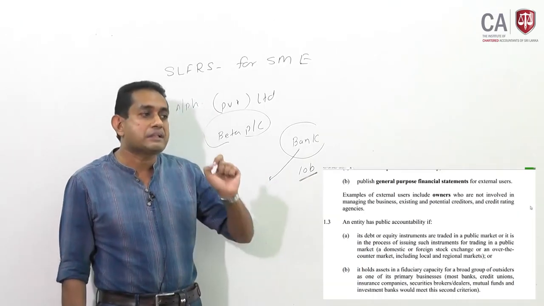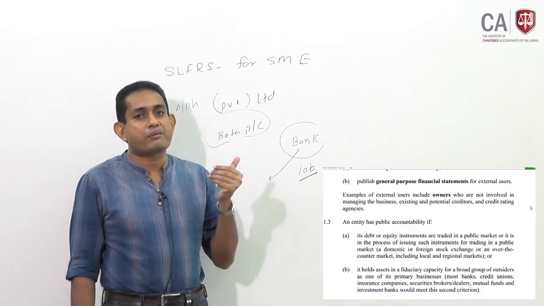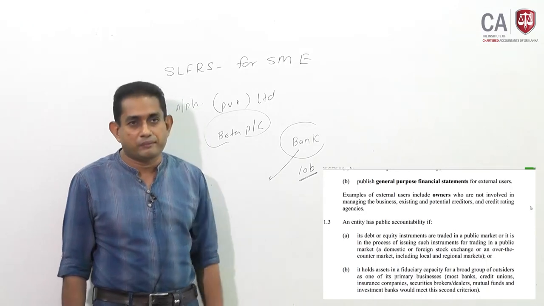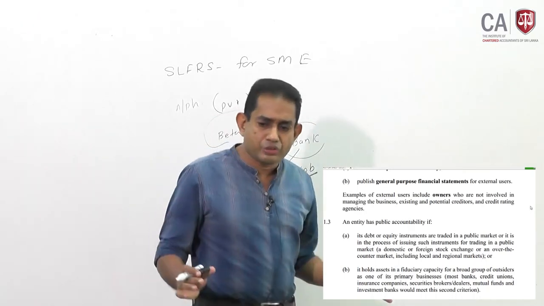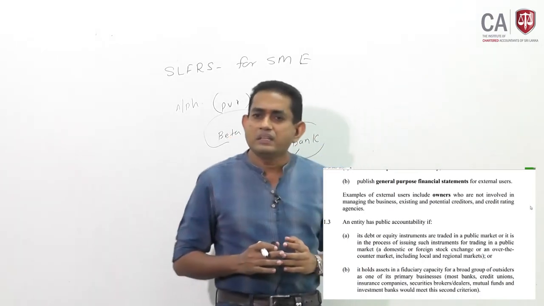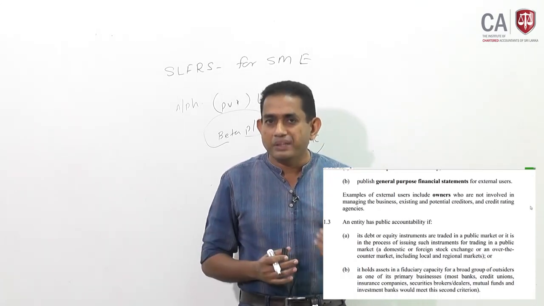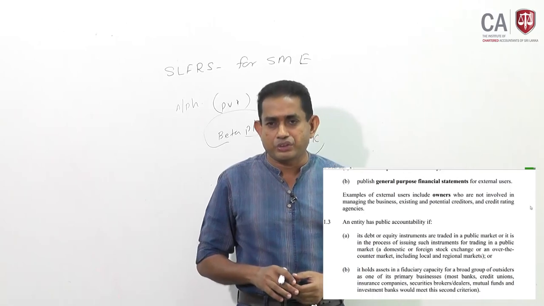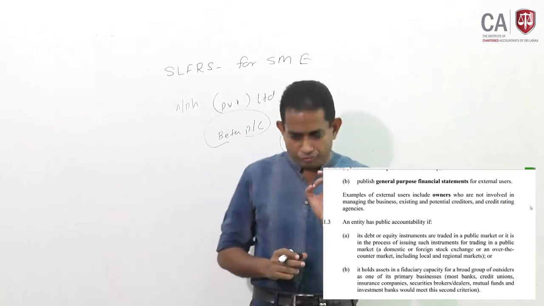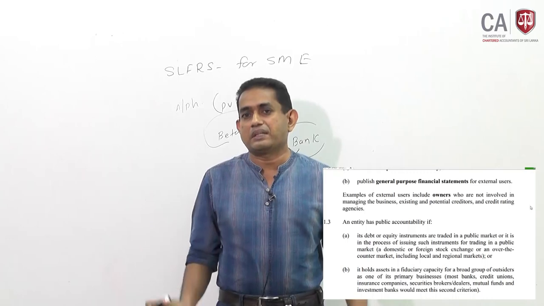If a customer is requesting the financial statement from the bank, the bank cannot reject it, the bank has to give it. Why does the bank have public accountability? By and large, any entity that has public accountability never falls within the criteria and definitions of being a small and medium enterprise. Any entity that does not have public accountability will fall within these definitions and the criteria of being a small and medium business enterprise.